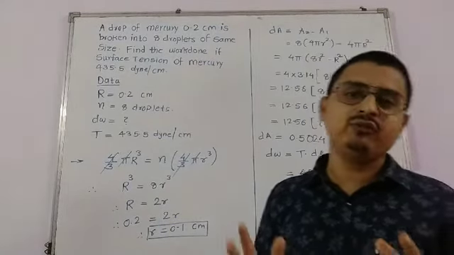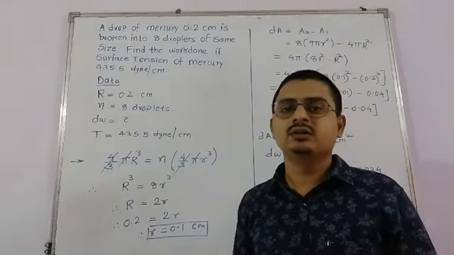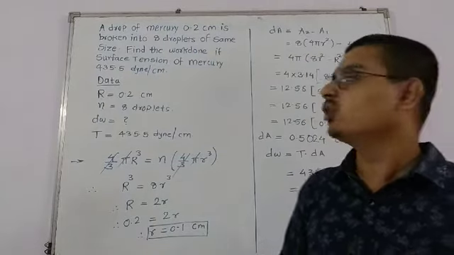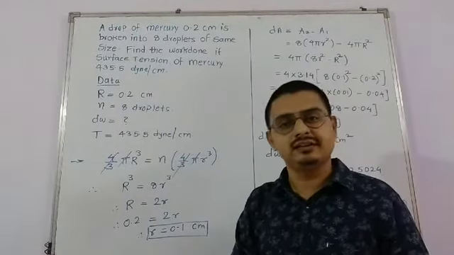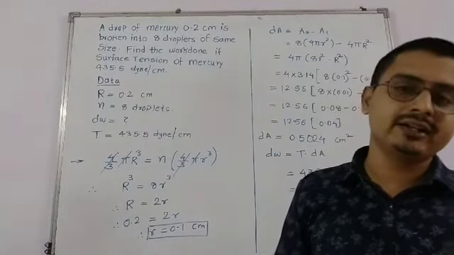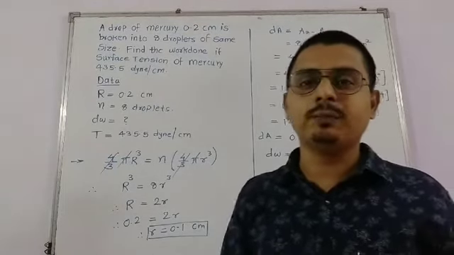और जो फॉर्मूला है that we know कि dW is equal to T into dA. So work done is equal to surface tension into area. So already we have been given surface tension, but we only have to find the change in area. तो वो कैसे find करेंगे? Because we don't know the radius of the new droplet.